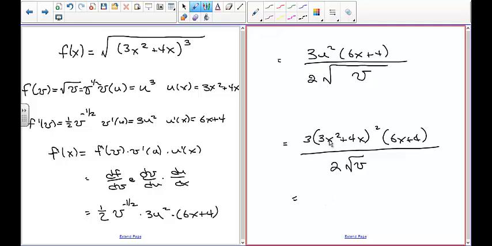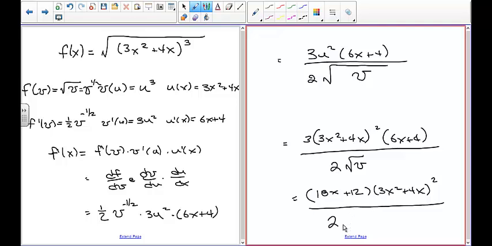So what I'm going to do is put this non-squared thing first, and multiply each term by 3. So you have 18x plus 12. Put that in parentheses. 3x squared plus 4x squared divided by 2 times the square root of v, which is this whole thing that's in there. So it's 3x squared plus 4x cubed.